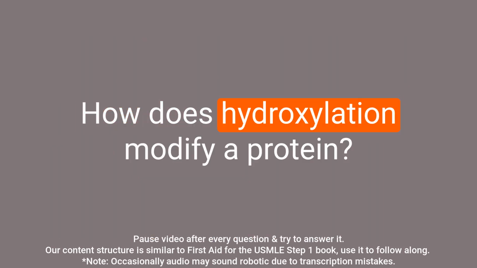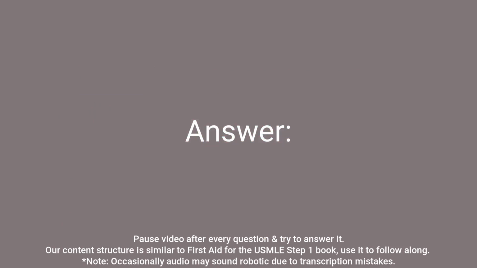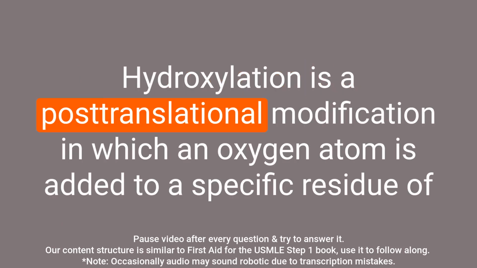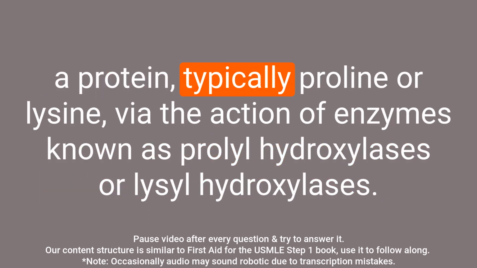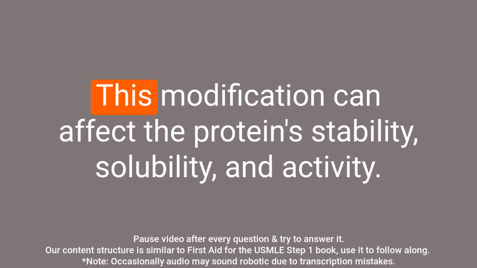Question: how does hydroxylation modify a protein? Answer: hydroxylation is a post-translational modification in which an oxygen atom is added to a specific residue of a protein, typically proline or lysine, via the action of enzymes known as prolyl hydroxylases or lysyl hydroxylases. This modification can affect the protein's stability, solubility, and activity.